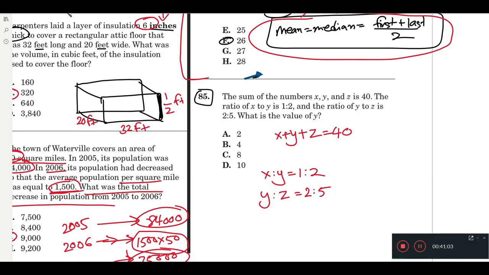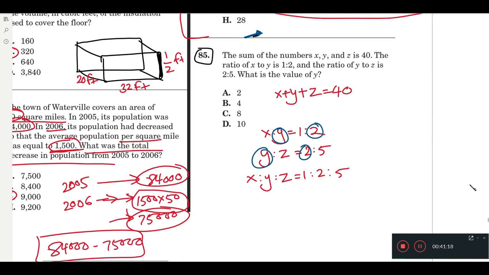Now here you see, what is y here, guys? Y is 2 here, and y is 2 here. So I can say the ratio of x to y to z is equal to 1 to 2 to 5. Once you have the ratio, you can put a variable next to it. We already have x here, so let's say variable a. So x is 1a, y is 2a, and z is 5a.